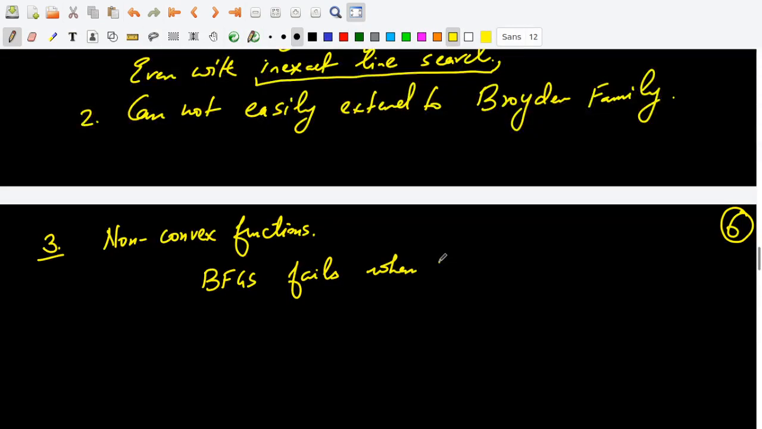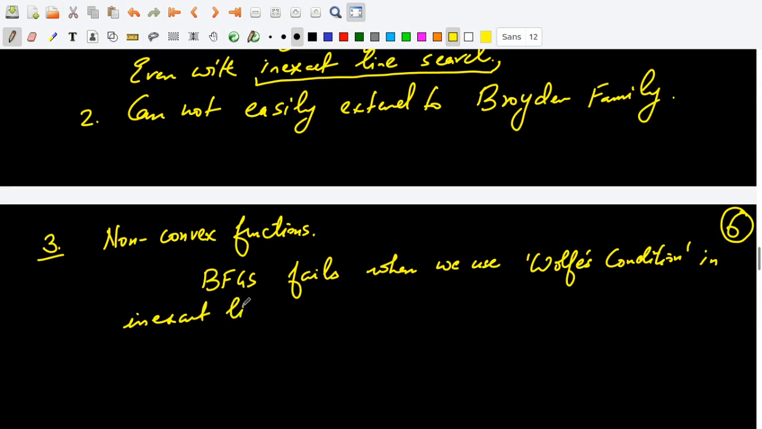There's an example where it fails when we use Wolfe's conditions in line search. That doesn't mean that DFP and everything else should also fail, because we are talking about inexact line search. This result was presented in 2002 by Dai. If you are interested, you can download this paper from 2002, which constructs a complicated example to show that it may fail to converge.